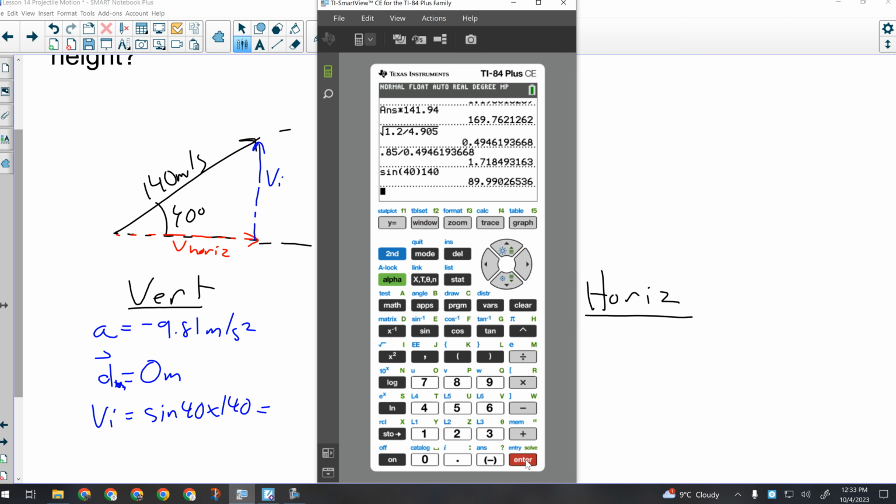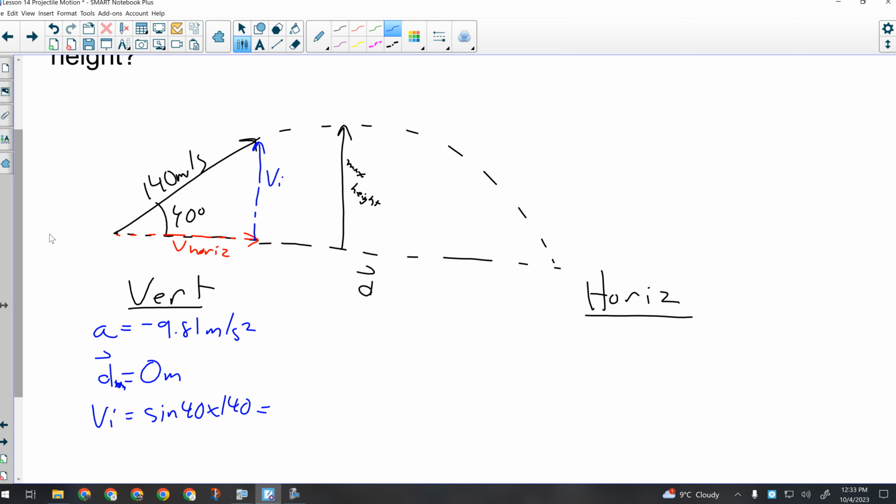Okay, so the initial vertical velocity of the cannonball is 89.99 meters per second up. So I'm just going to make that positive. Since the launch point and impact point are level and my total displacement is 0, what is my final velocity vertical? Negative 89.9. Right? Because what goes up must come down.